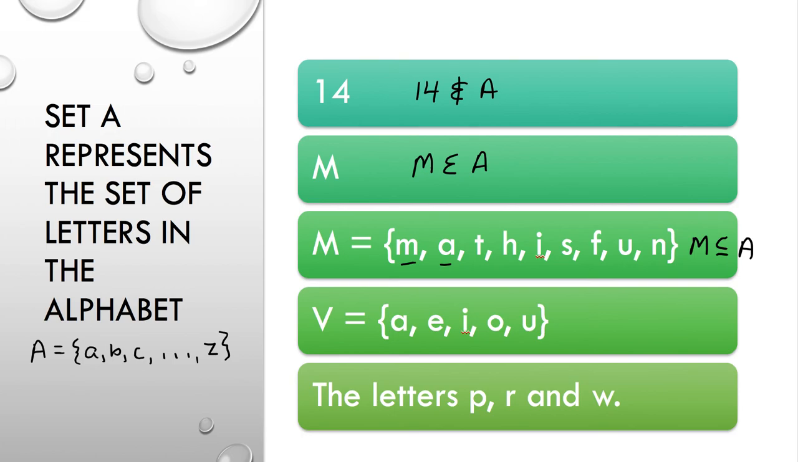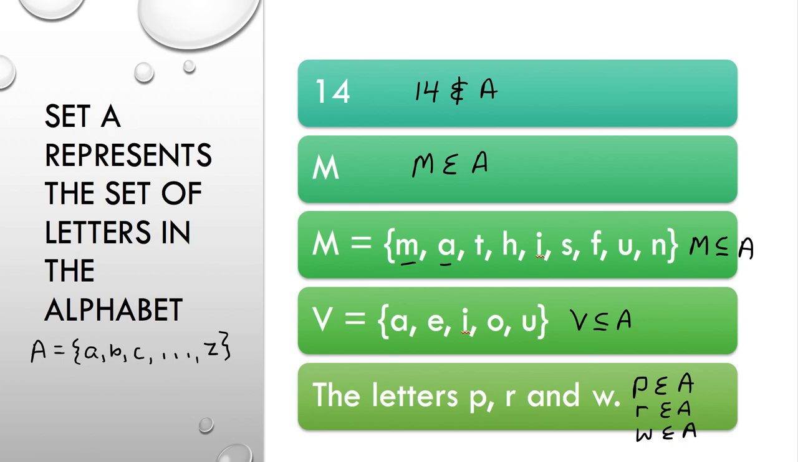What about set V? Set V has the vowels. Are the vowels a subset of the entire alphabet? So we say that V is a subset of A. All right, and now we're talking finally about some specific letters. So what would you say about P? P, again, it's not a set, it's just a single element. So we're saying that P is a part of the alphabet. R is an element in the set that contains the alphabet. And W is an element in the set that contains the alphabet.